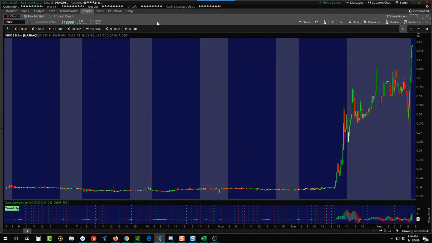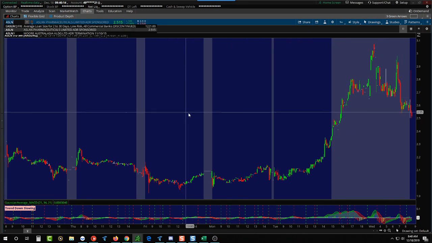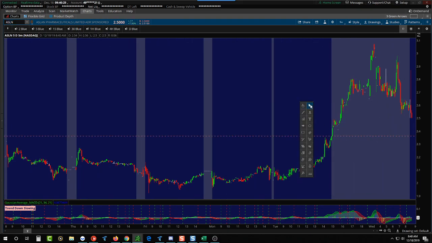We've got a call out for ASLN. This is closing the gap from yesterday, from the close. Looks like it might be finding a little bit of support at that 2.5 range.